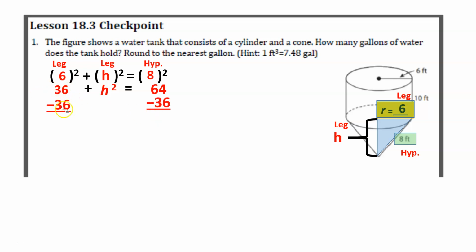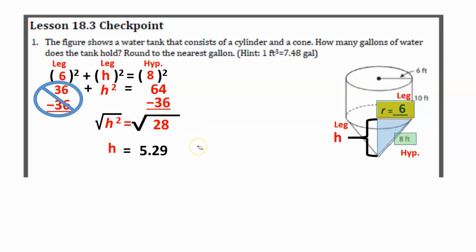All right, what's the opposite of adding 36? Let's subtract 36 from both sides. That'll go away. And I'm left with h squared equals, what would that be? About 28. Let's go ahead and square root. We're doing this to find height so we can find the volume of our cone. h would be, hopefully you're square rooting this, about 5.29.